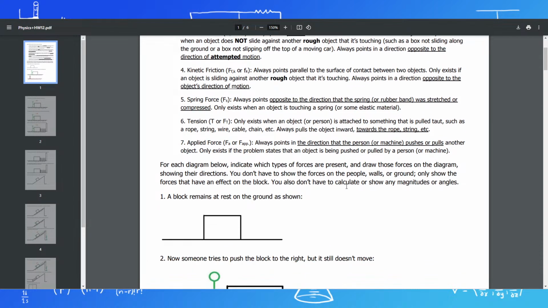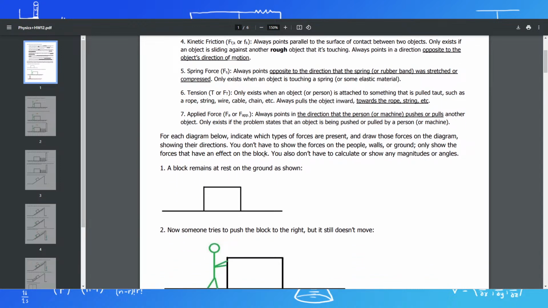So you should not be making mistakes when it comes to the direction for tension or normal force. And then number 7, this isn't really a force. It's just, again, humans being egocentric. Applied force, sometimes called FA or F_app for applied, just an abbreviation.